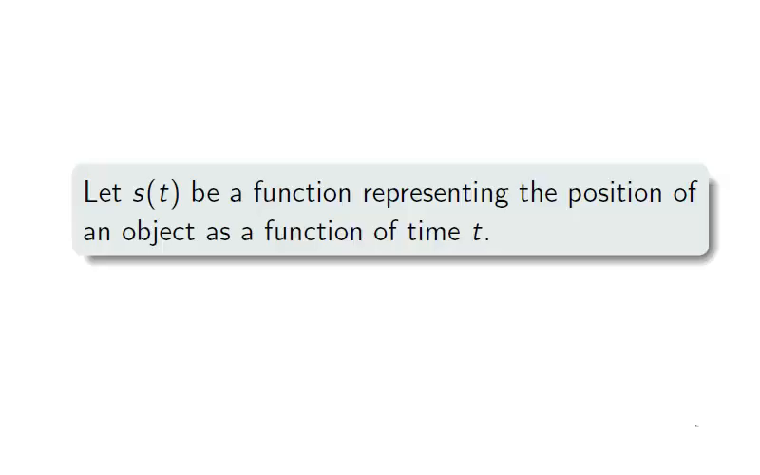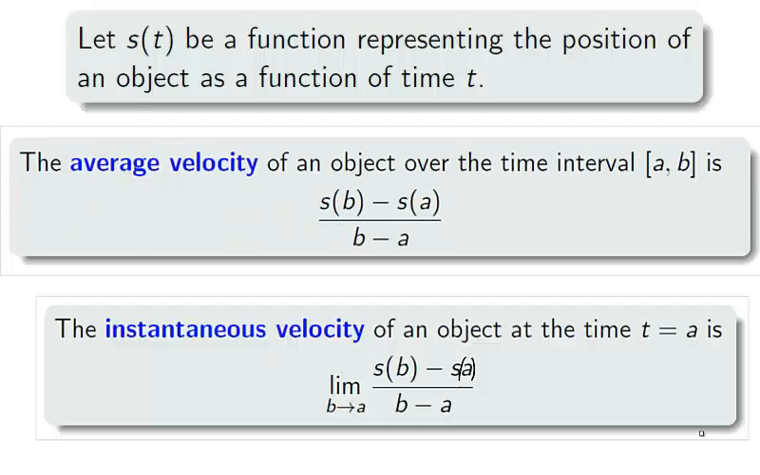Recall from 1.4 that s is a function reserved for the distance an object moves with respect to time. The average velocity of an object between 2 times is the average rate of change of s. Similarly, the instantaneous velocity of an object at a certain time is the instantaneous rate of change for s. When we take limits, averages become instantaneous.